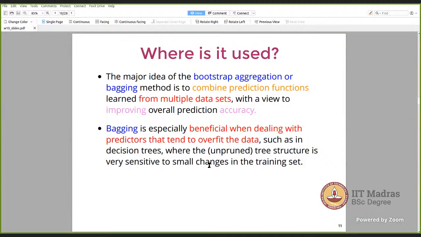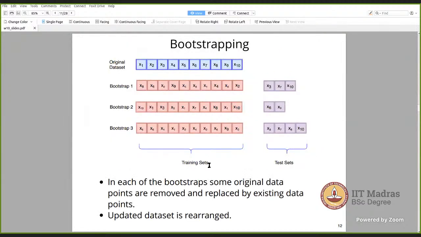That's because they memorize, and that's why we need multiple decision trees instead of one. So these multiple decision trees will take the majority, and then there is less chance of overfitting. So that's one idea why bagging works.